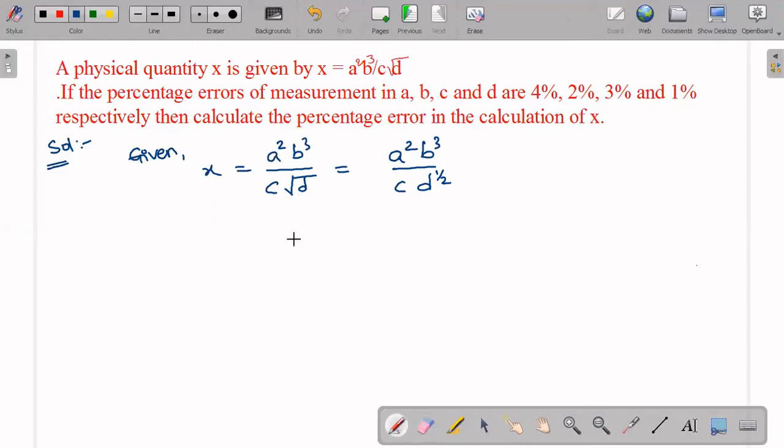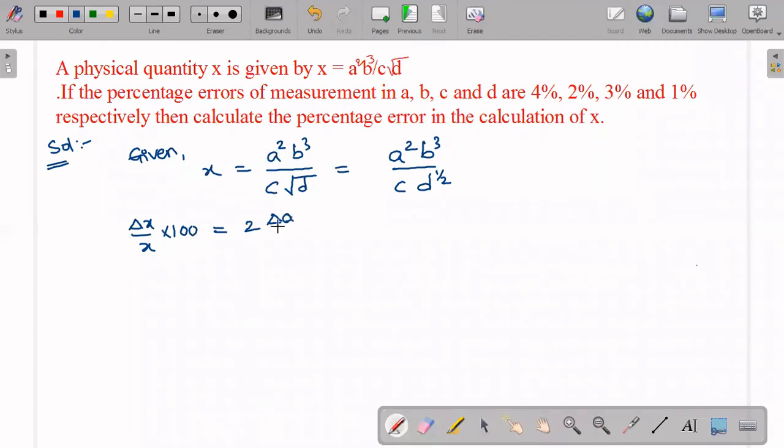Now, I want to calculate the percentage error in the calculation of x. Percentage error means relative error into 100. Delta x by x into 100 gives the percentage error in x. For that, we simply take the power to the front. So a power 2, we will write 2 into delta a by a. That we have learnt, how we do the exponent form of error.